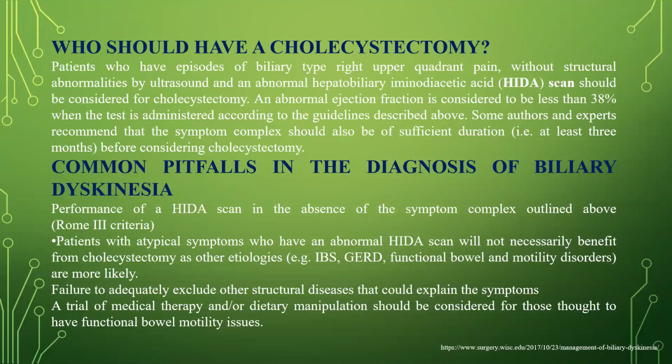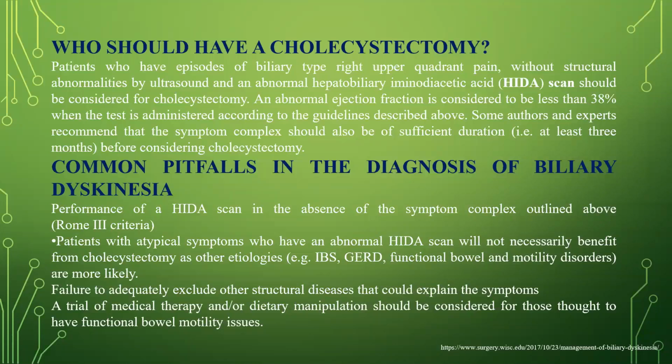Patients who have episodes of biliary-type right upper quadrant pain without structural abnormalities by ultrasound and an abnormal hepatobiliary iminodiacetic acid scan should be considered for cholecystectomy. An abnormal ejection fraction is considered to be less than 38% when the test is administered according to the guideline described. Some authors and experts recommend that the symptom complex should also be of sufficient duration, at least 3 months, before referring the patient to the surgeon.